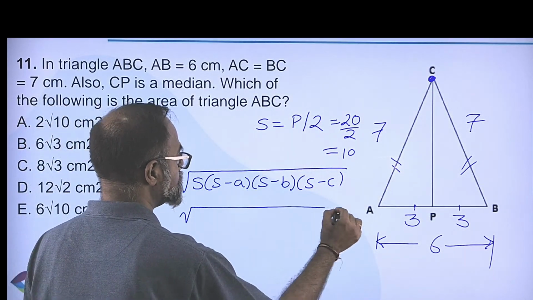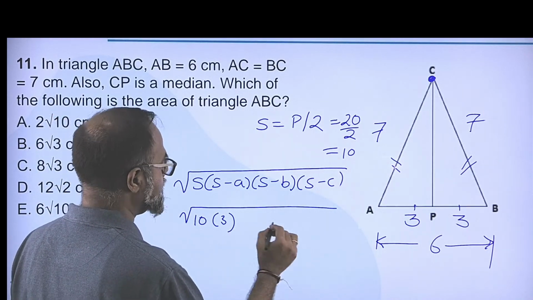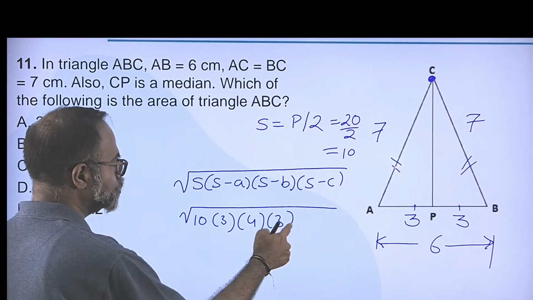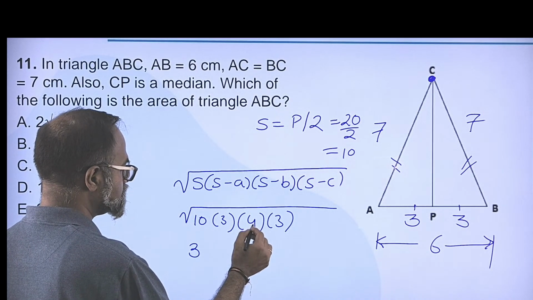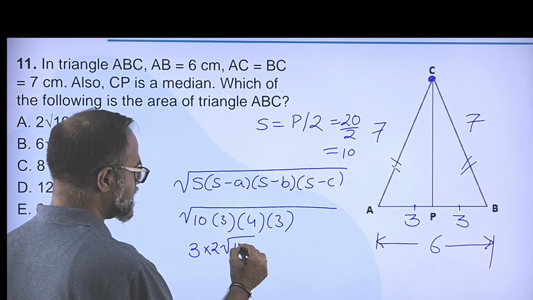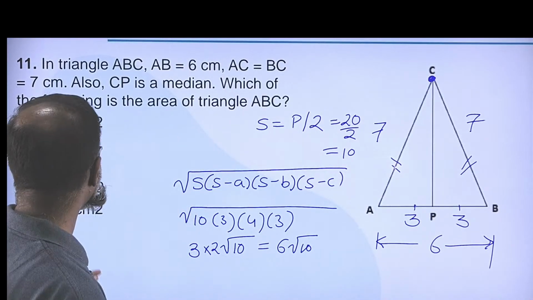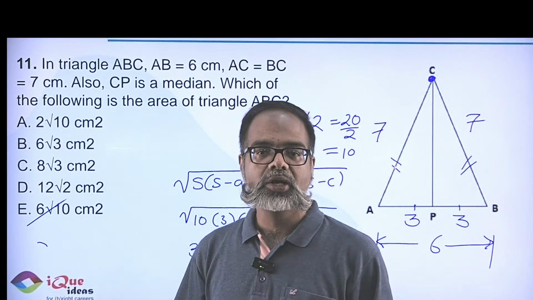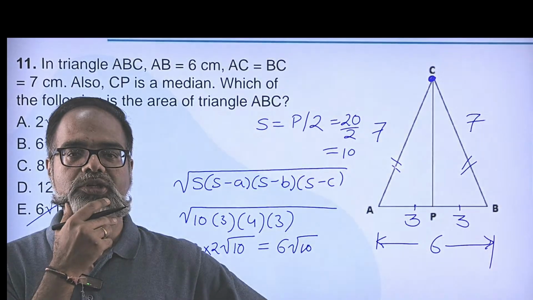So this becomes root of 10 into 10 minus 7, 3, into 10 minus 6 is 4, into 10 minus 7 is 3. So 2 times 3 under a root, take it out single time. This is root of 4, which is 2, take it out, and 10, keep it inside. So this becomes 6 root 10, right? So is 6 root 10 one of my options? Yes, option E is 6 root 10. So if you remember Heron's formula, you can directly apply it and get the answer to this question, right?